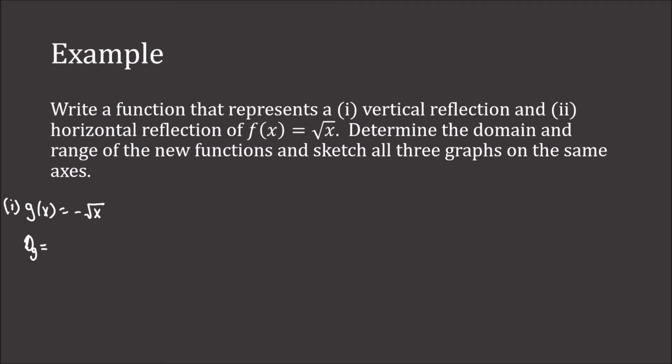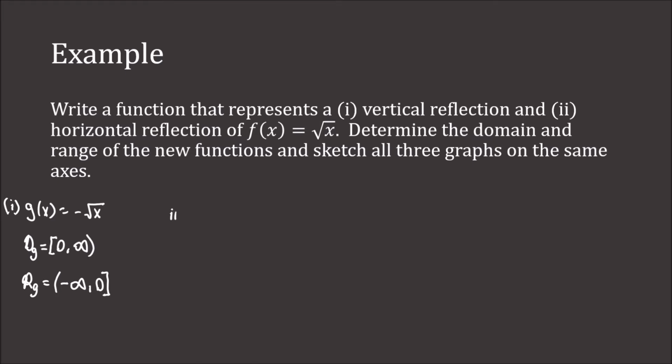The domain is the same as f, so it's 0 to infinity, right? We're not allowed to have a negative under the square root. However, the range now would be negative infinity to 0, right? Because square root of x is going to give you all non-negative values. So if you multiply a non-negative by a negative, it becomes negative.